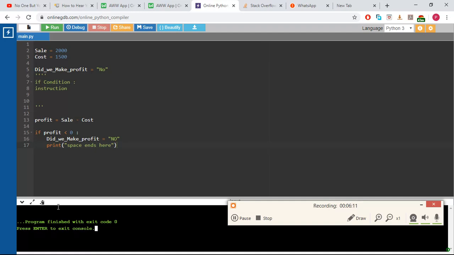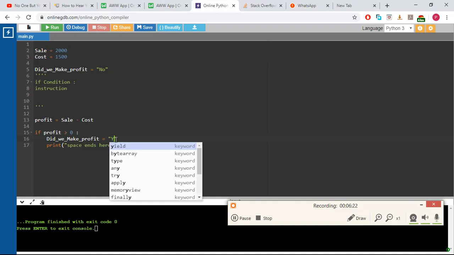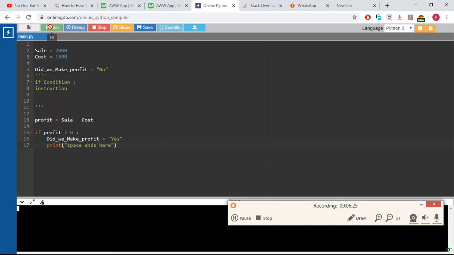Oh, profit. What is profit? Profit is sale minus cost. Oh, because it's less than 0. Sorry, if it's greater than 0. Yes, sorry. Yeah, see? Now, you see how it makes a difference, right? When the first time I ran it, because it didn't meet this condition, it ignored it. So it even ignored this, right? But then when I put it here, even if this condition is not met, you see that you still print this.